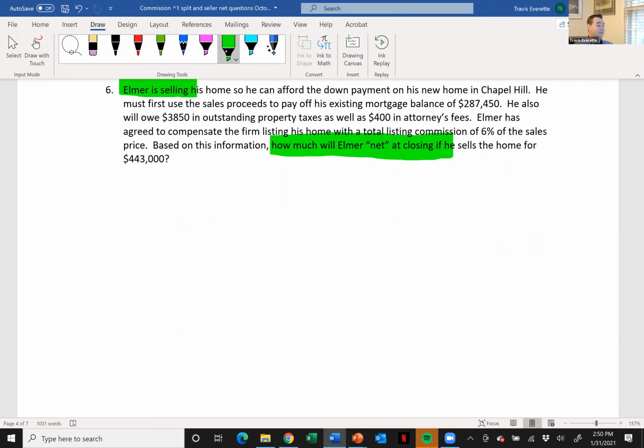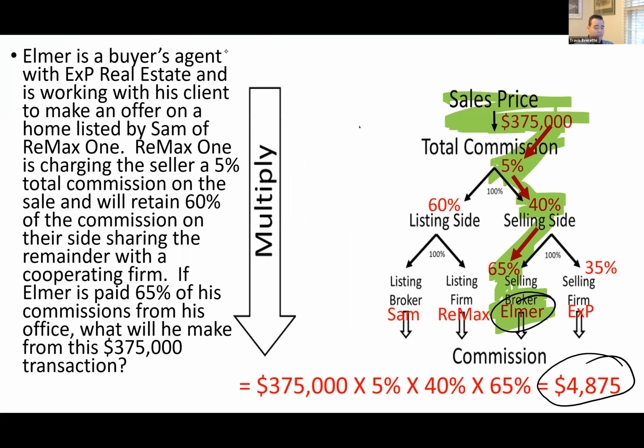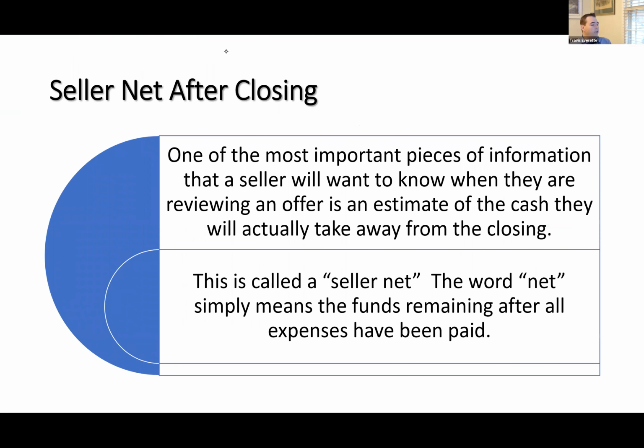So I'm going to go back to the slides and we're going to talk about this question. It's called a seller net question. And there's a couple ways we can ask about seller nets. So first of all, let's talk about this word net right here. What net just means after expenses. After all expenses have been paid.